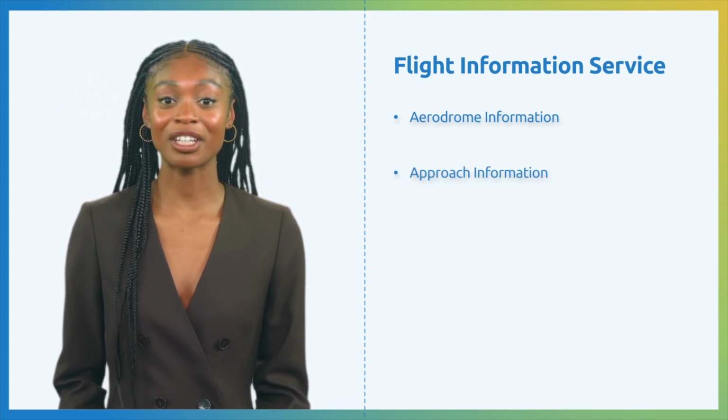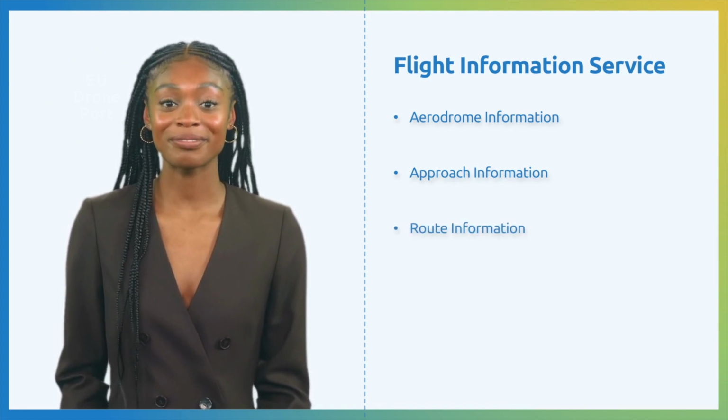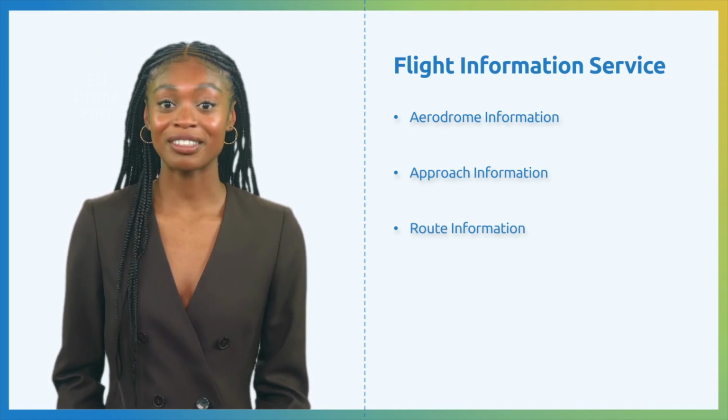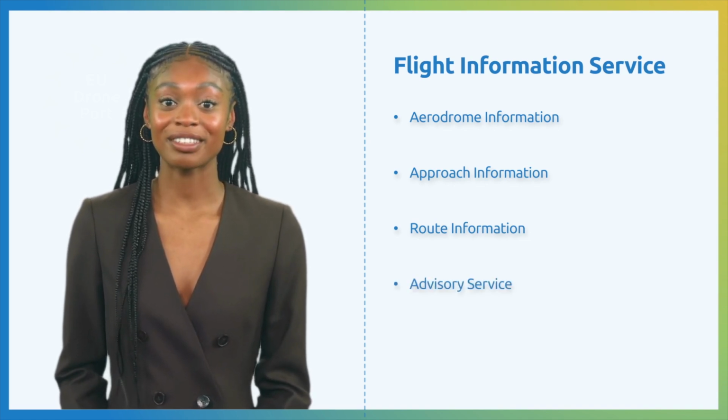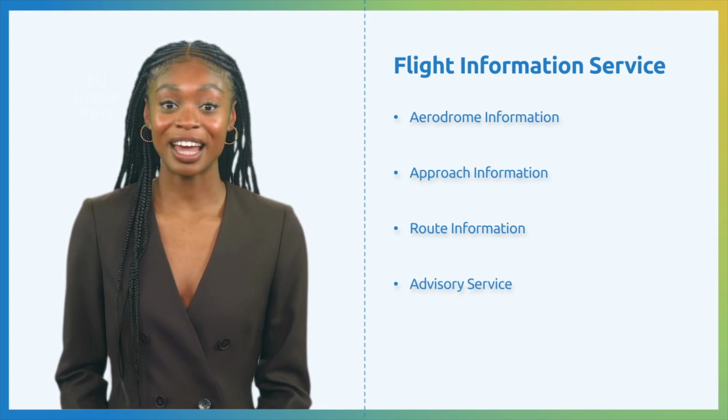Pilots are given information about the runways in service at an aerodrome. Route information. Pilots receive information about weather conditions along flight routes, the state of radio navigation aids, and more. Advisory service. Pilots are informed about collision hazards.